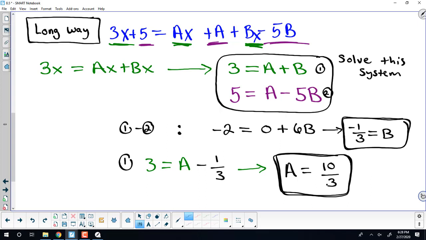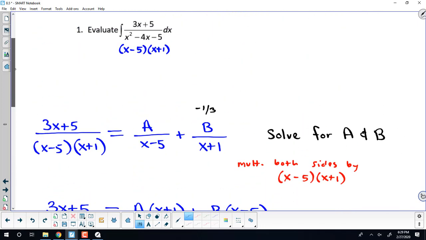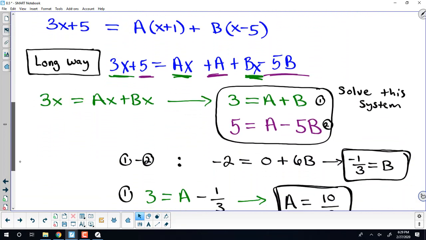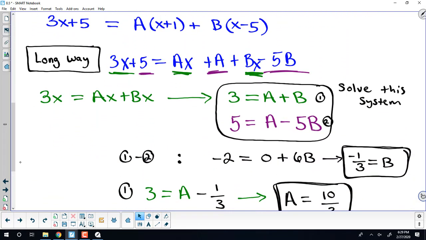So the longer way to solve these is always to just equate the powers of x and the constants, and then solve that system of equations. A is 10/3, we'll write that up here as well, so we can remember what that is. Yeah, I think we'll have enough room there. But does anyone have any questions on any of that?